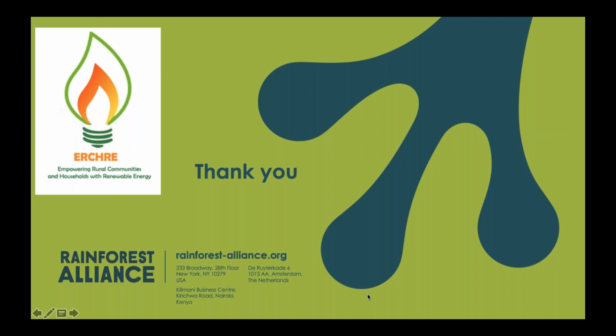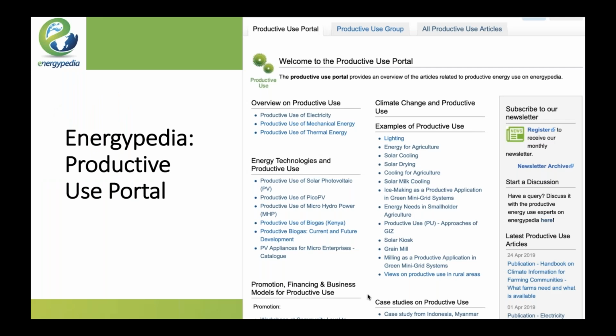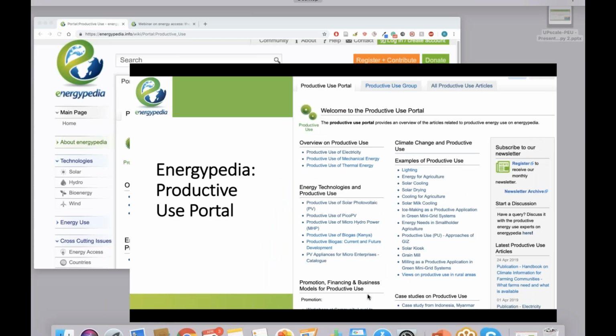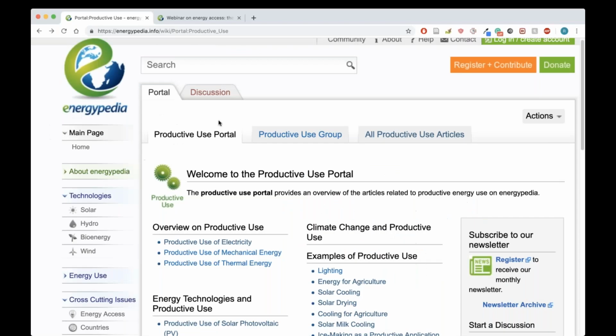Now that we have talked a bit about the two presentations, I just wanted to quickly introduce you to one resource on Energypedia. On my screen, you should now be able to see the page in the productive use portal on Energypedia.